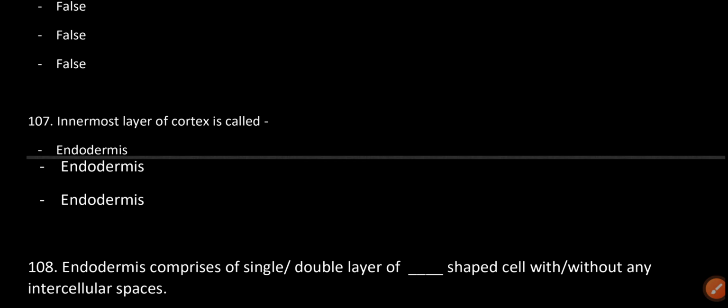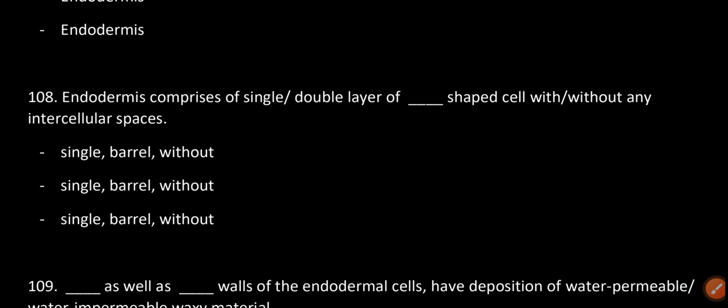Innermost layer of cortex is called endodermis. Endodermis comprises of a single layer of barrel-shaped cells without any intercellular spaces.